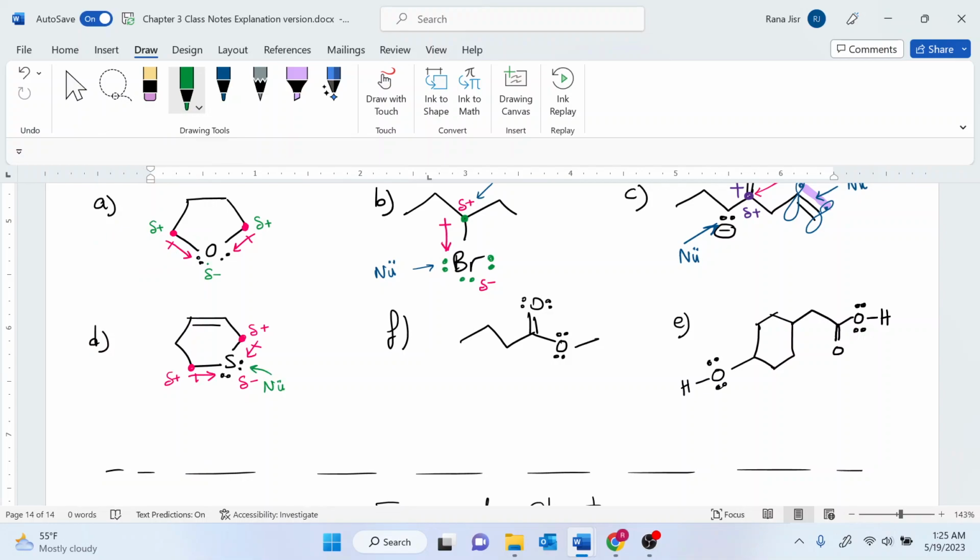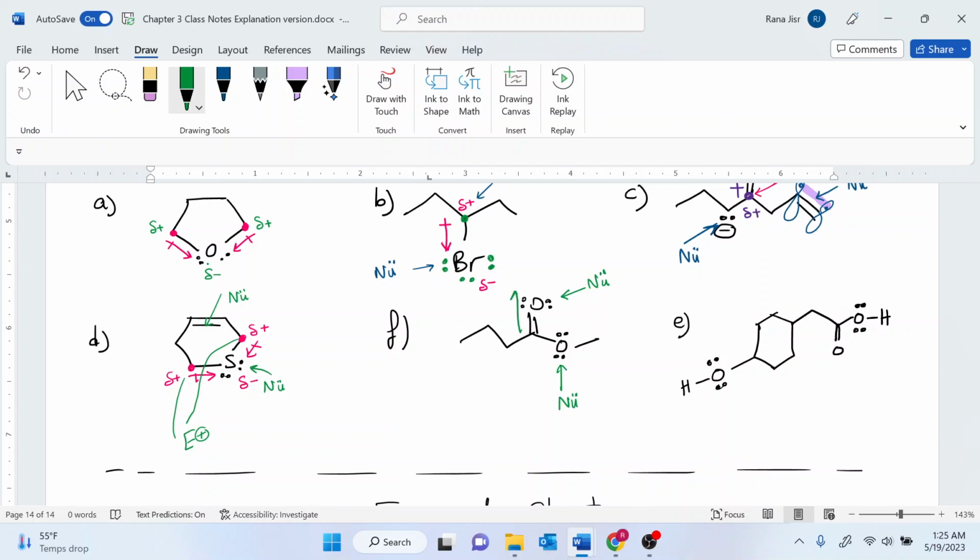Both of these carbons, this carbon here and this carbon there, are going to be my electrophile. Also, the double bond is going to be a nucleophile as well. Here, the oxygen is the nucleophile. Look for the lone pairs. This oxygen also is going to be a nucleophile.